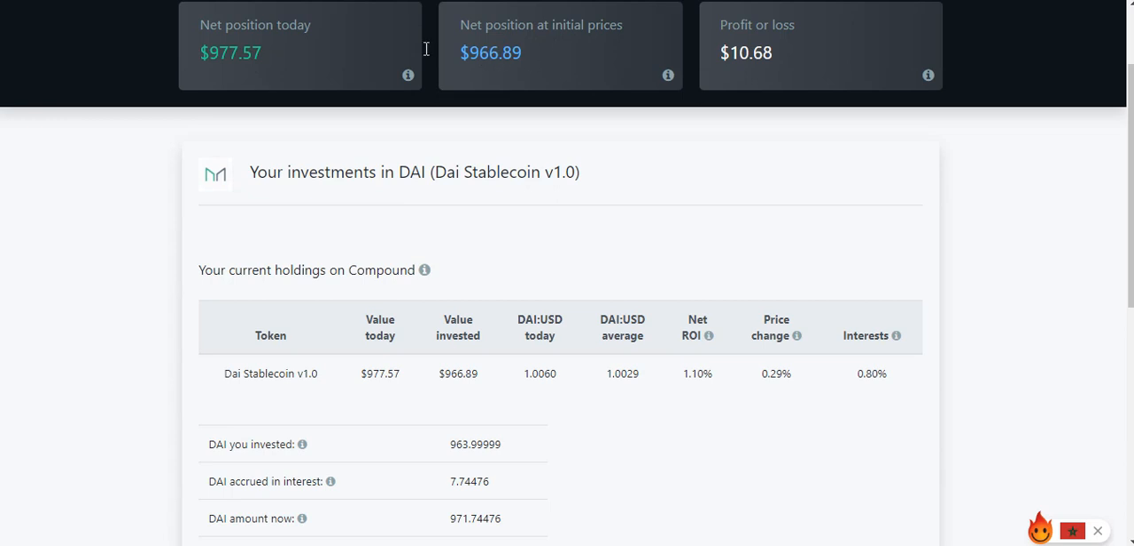$966.89. And to keep in mind also that this is in USD as opposed to DAI, which, even though pegged to the dollar, does have a slight slippage or price difference of a couple percent, but once multiplied by the 10s to 20s to 50s to 100s, it actually gives you either more or less of a dollar equivalent. Right now, it shows that the profit or loss is $10.68.